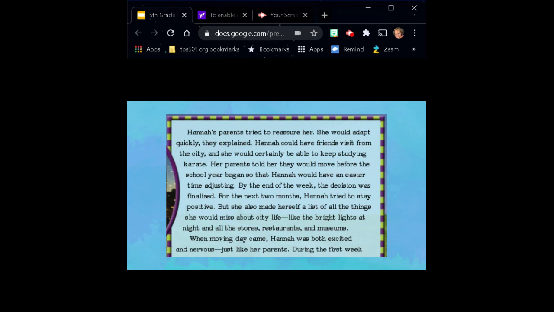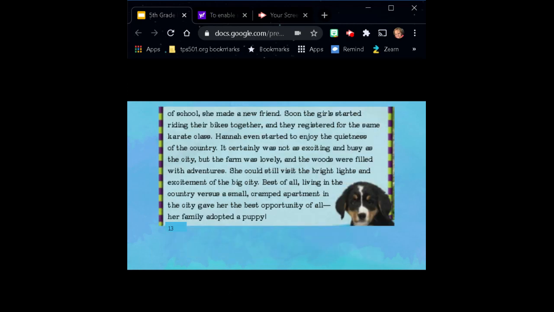For the next 2 months, Hannah tried to stay positive, but she also made herself a list of all the things she would miss about city life, like the bright city lights at night and all the stores, restaurants, and museums. When moving day came, Hannah was both excited and nervous, just like her parents. During the first week of school, she made a new friend. Soon the girls started riding their bikes together and they registered for the same karate class. Hannah even started to enjoy the quietness of the country.